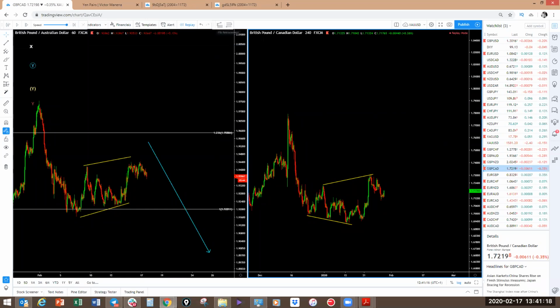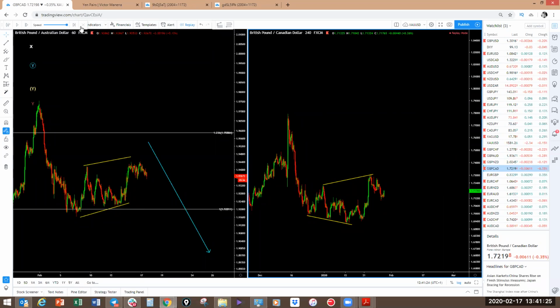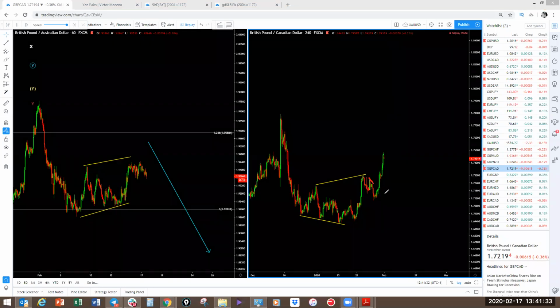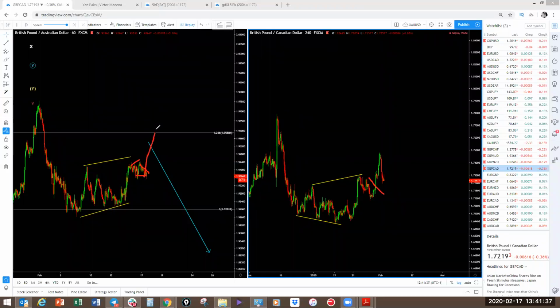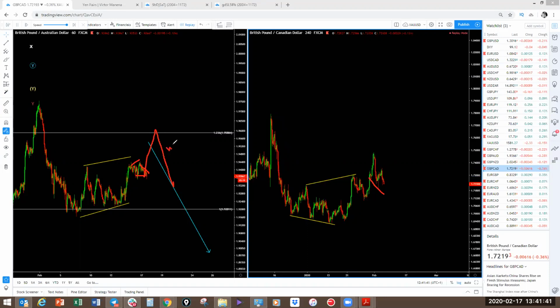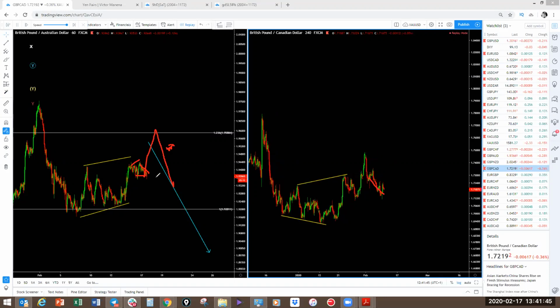Okay, looks like it was only on my side. That's fine. Let's just get the replay off. So this is what we're expecting here. We're expecting that it's going to make a move like that, make a move up. It's developing an entry for downside there. Right, so that's what we have.